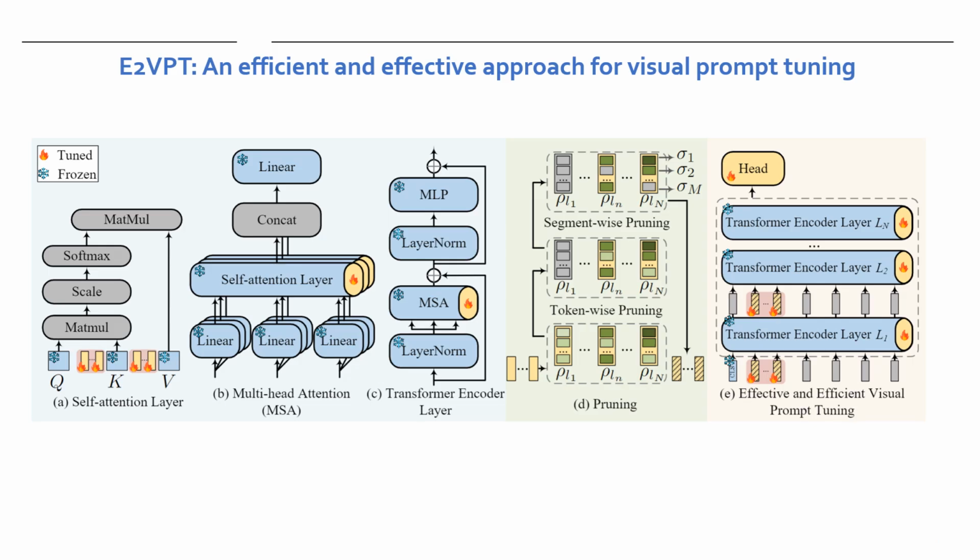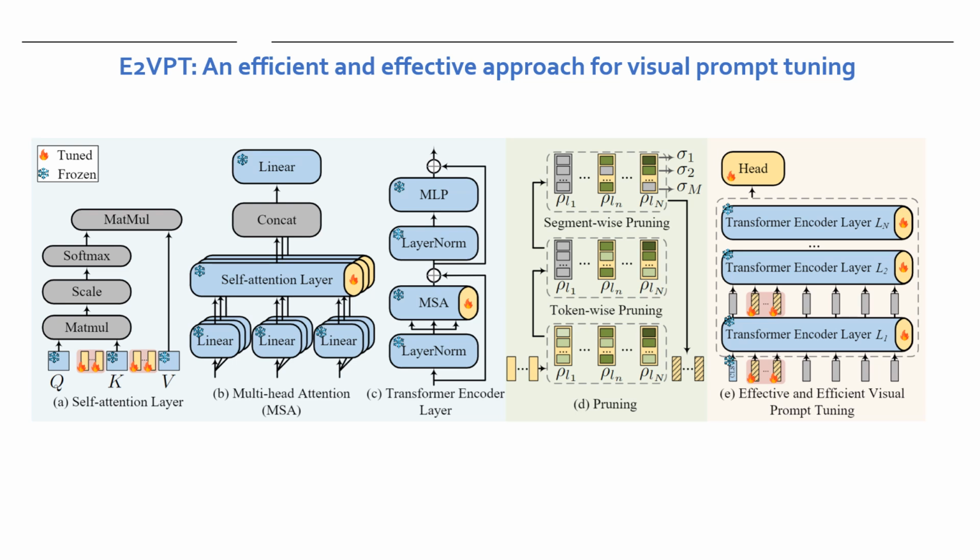So we consider two fundamental questions. The first one is how can we establish the effectiveness of prompt tuning for large-scale transformer-based visual models? And the second one is how can we explore the extreme of parameter efficiency to reduce the number of tunable parameters? So this is the overview of our E-square VPT framework.